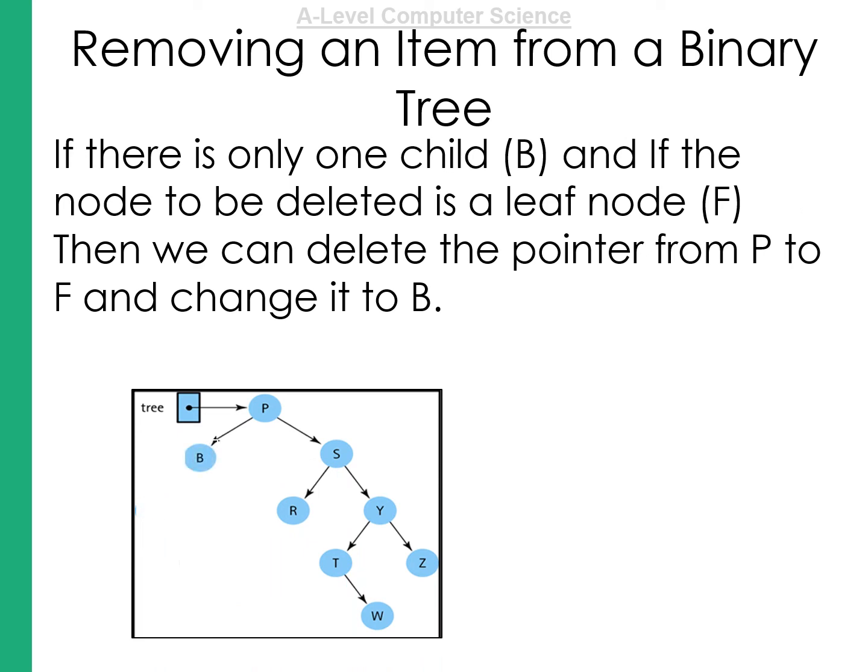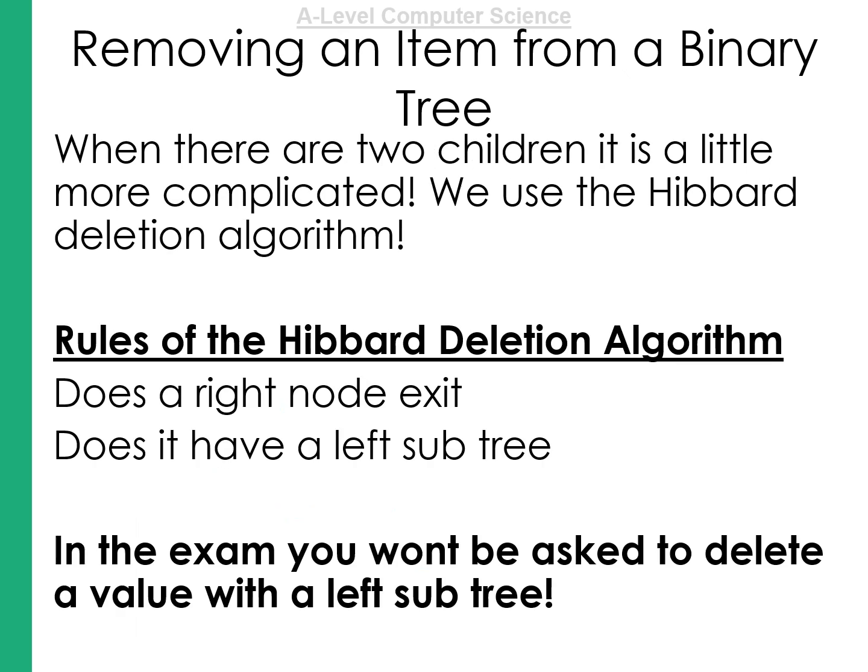So when there's only one child, so B from F, and we need to delete F, we can change the pointers. So we know that the pointer from P is going to go to B instead of F. Now we use the Hibbard deletion algorithm when there are two children. It is more complicated. And there are two rules to the Hibbard deletion algorithm. First of all, does it have a right node and does it have a left subtree? In the exam, you're not going to be asked to delete a value which has a left subtree. Let's have a look at an example.